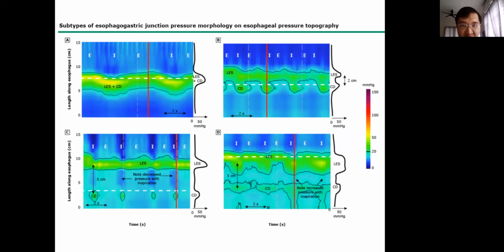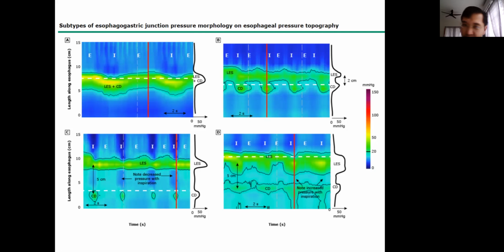So I'll show you the subtype of the morphology first. Here in the upper left quadrant, you can see the dotted line here is the respiratory inversion pressure, or the pressure inversion point. During inspiration and expiration, in a normal situation, it will be together, showing that the diaphragm and the lower esophageal sphincter are both together.